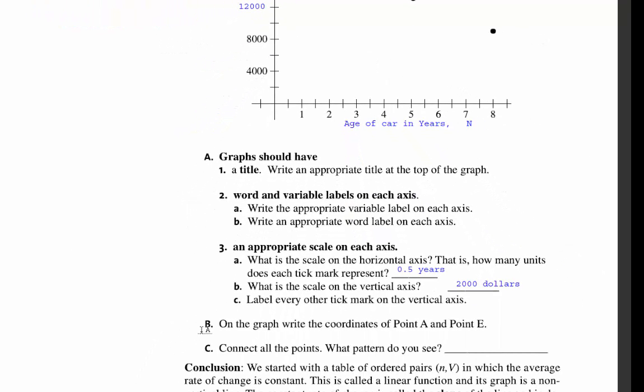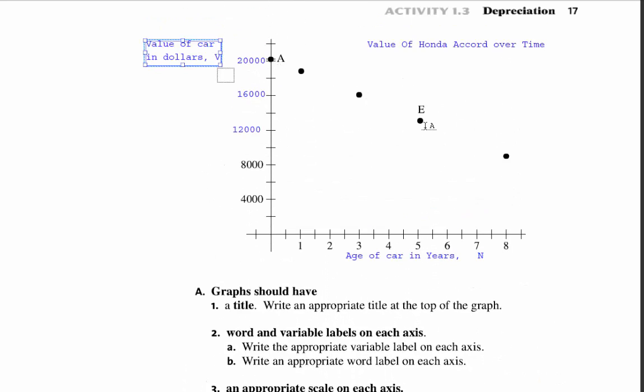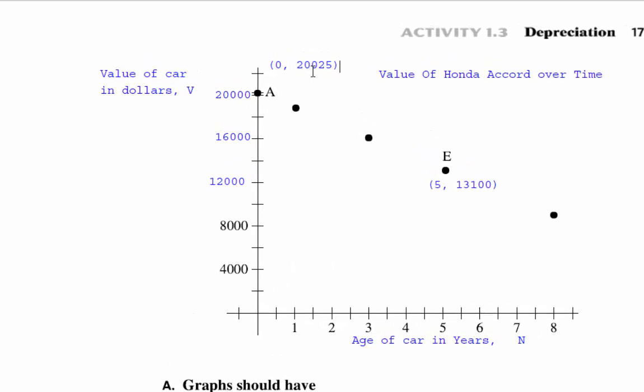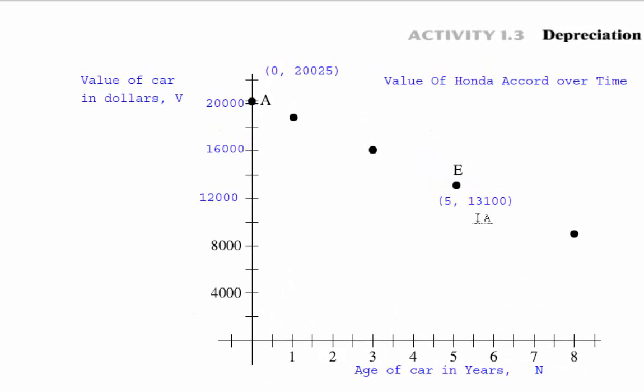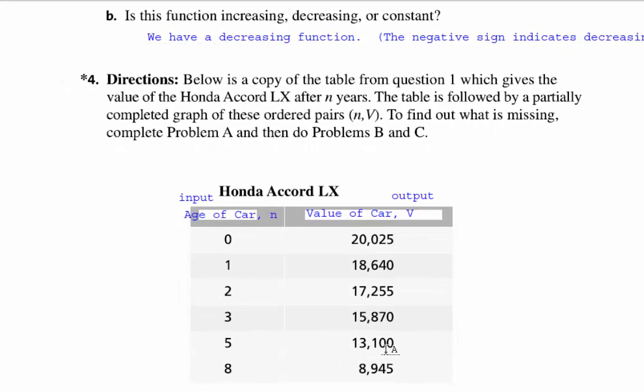Question 4b says to write the coordinates of point A and point E on our graph. So here's point A and point E, and we're going to add the coordinates. So you can see I've added the coordinates 0, 20,025, and 5, 13,100. Now, if you're not sure where the 13,100 comes from, just remember, E looks like it lines up over 5 years. And if I go back to my table, at 5 years, the value of the Honda is 13,100.